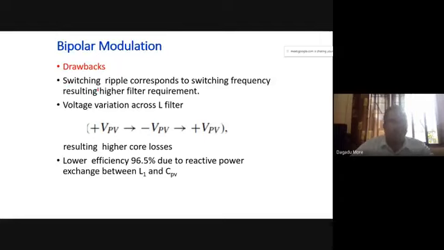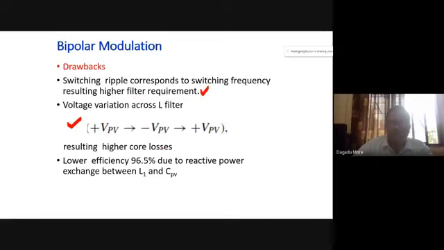Here the switching ripple corresponds to the switching frequency, so the ripple current is more and we require more filter inductance. And we have seen that the voltage is changing from plus VPV to minus VPV and minus VPV to plus VPV. Because of that, this voltage appears across the inductor, and our core losses in the inductor will be more.